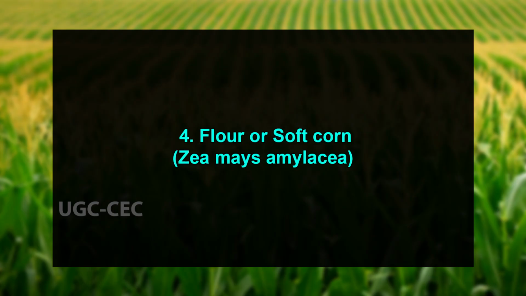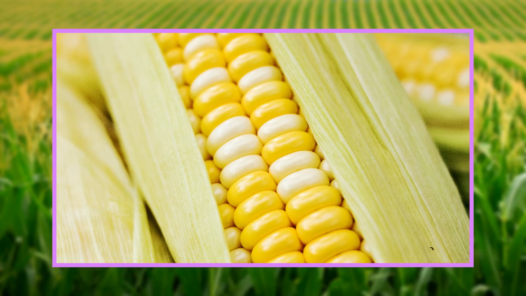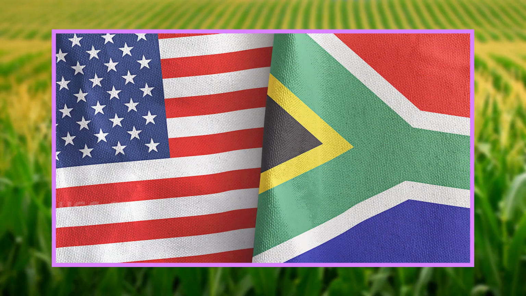The fourth one is flour or soft corn. It's known as Zea mays amylacea. It possesses a soft endosperm. Kernels are soft and of various colors, but white and blue are most common. They are like fruit kernels in shape. It's widely grown in the USA and South Africa.